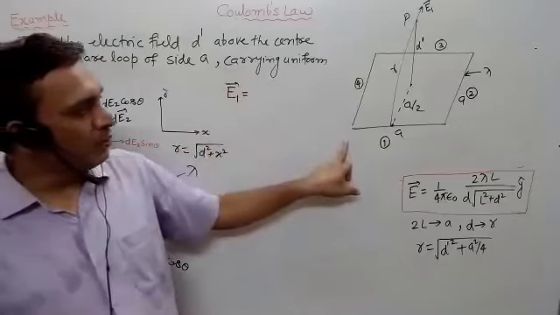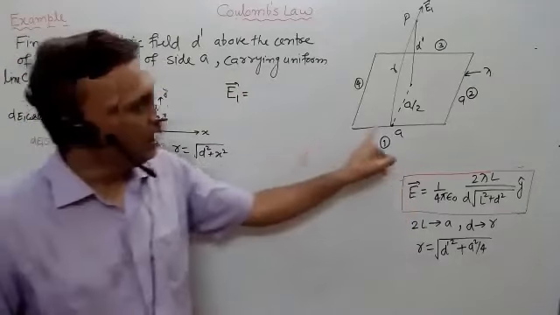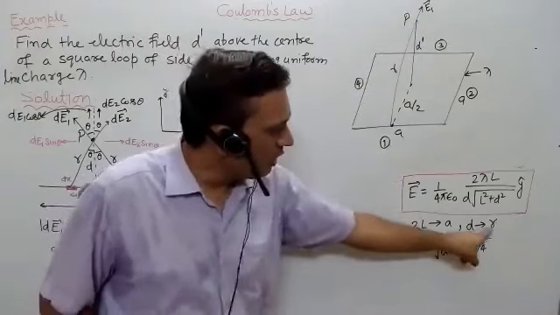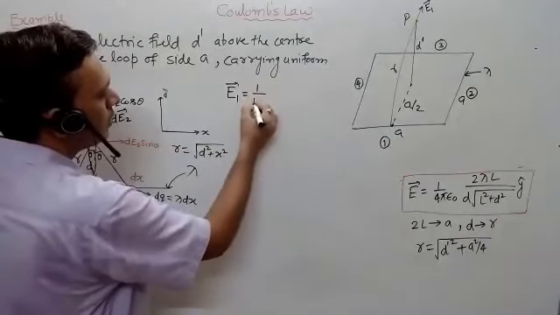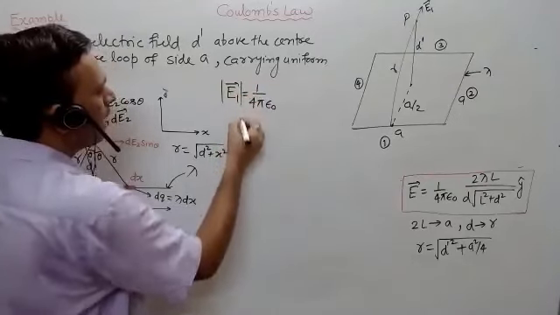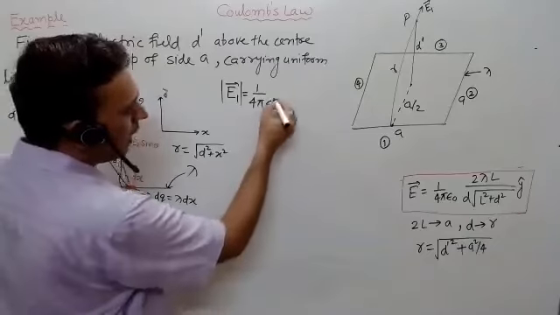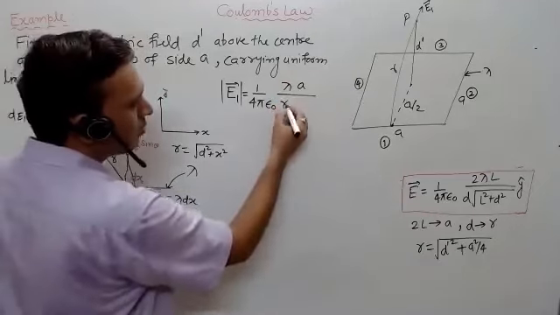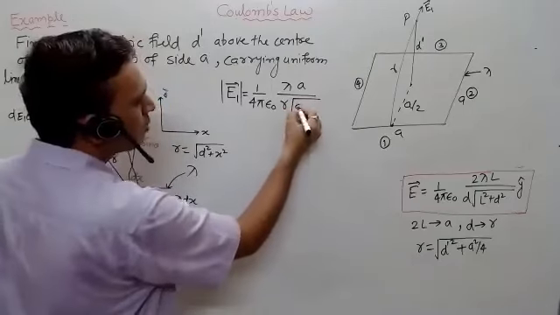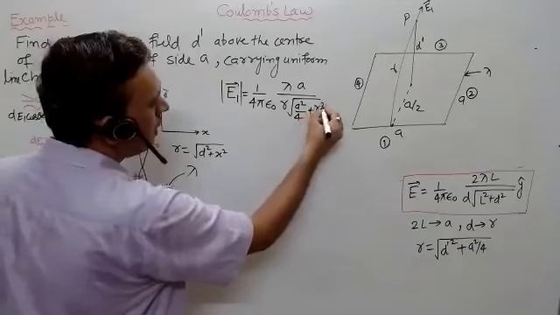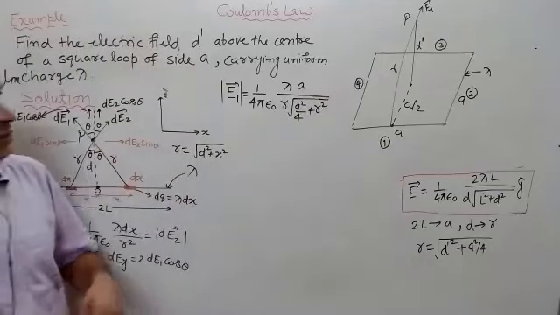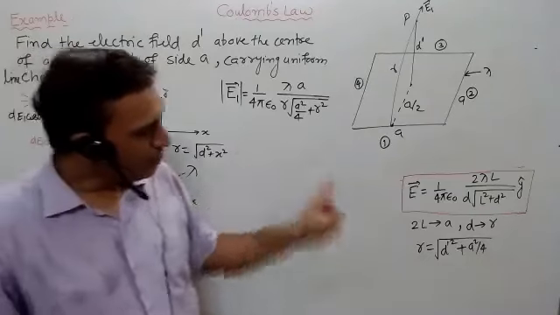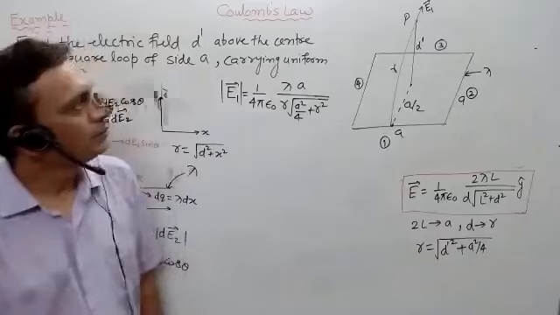How to write the field due to segment 1? In this relation 2l is replaced by a, and this d distance is now small r distance away, so replace small d by small r. So you will get 1 by 4 pi epsilon naught. Write down the magnitude, because you know this is the direction, and you will get lambda into a by, d replaced by small r, under root a square by 4 plus r square. This is the magnitude E1 due to segment 1. Is it clear? Where small r is under root d dash square plus a square by 4. Okay?